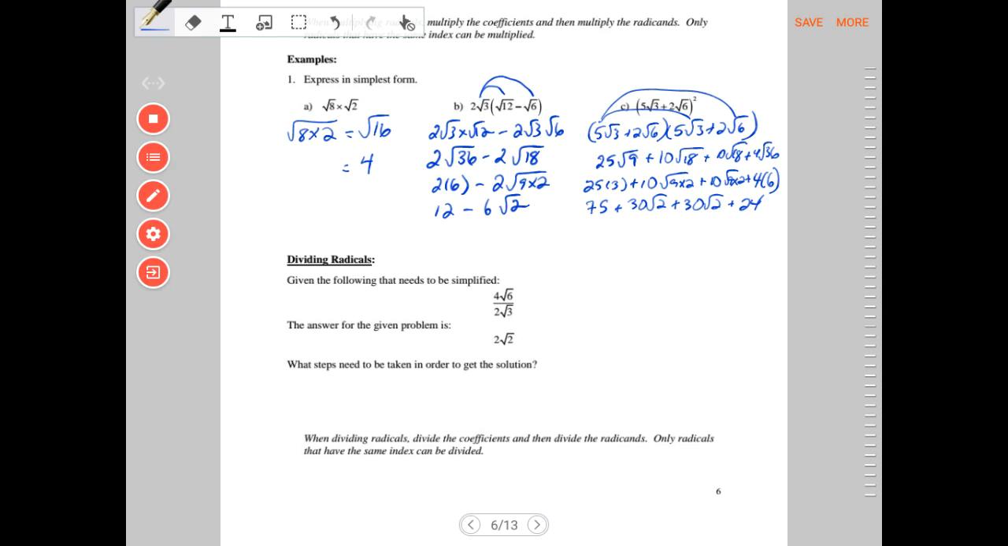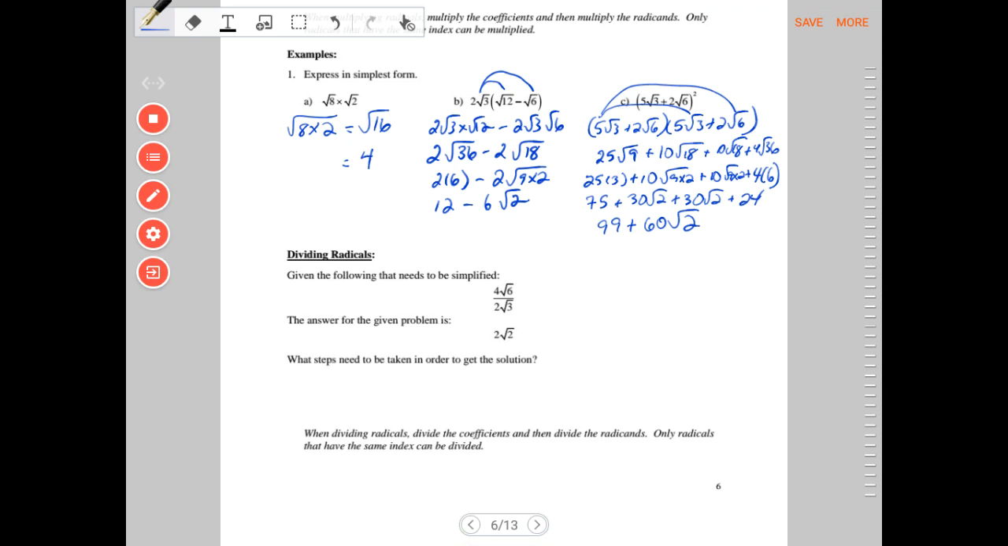One last step, collecting like terms. So 75 and 24 makes 99, plus 30 root 2 and 30 root 2, add the coefficients, make 60 root 2's. All right, let's move on to dividing.